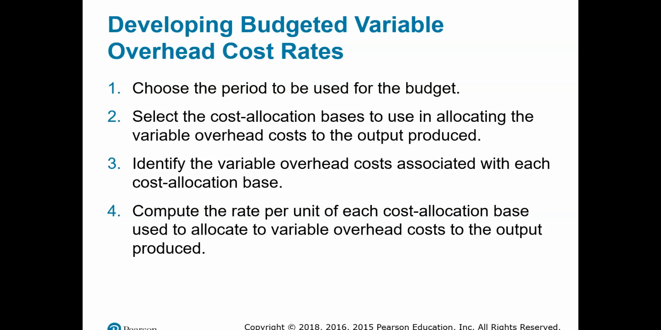And then when we do that, we're going to compute the rate per unit of each cost allocation base. So if we have one single plant-wide overhead rate, then we're going to have just one overhead cost rate to apply to each unit. Let's say we're using departmental rates, and Department A uses direct labor hours and Department B uses machine hours. Then we'll segregate those costs into each overhead cost allocation base: overhead cost for Department A, overhead cost for Department B, and each department will have its own allocation of overhead.